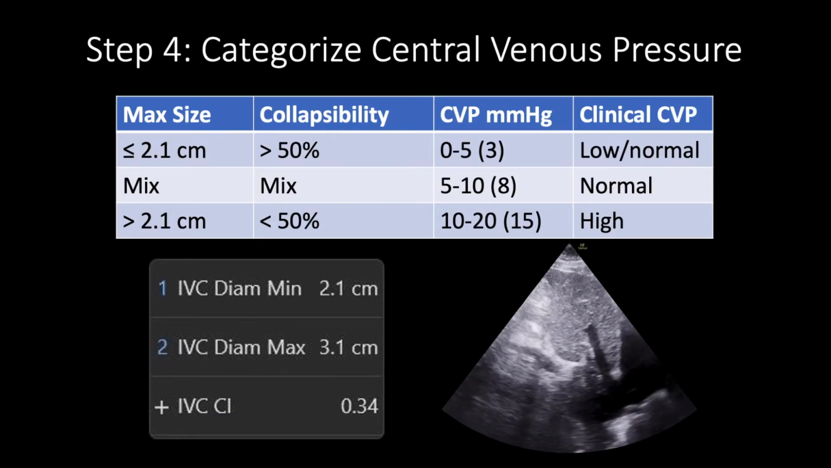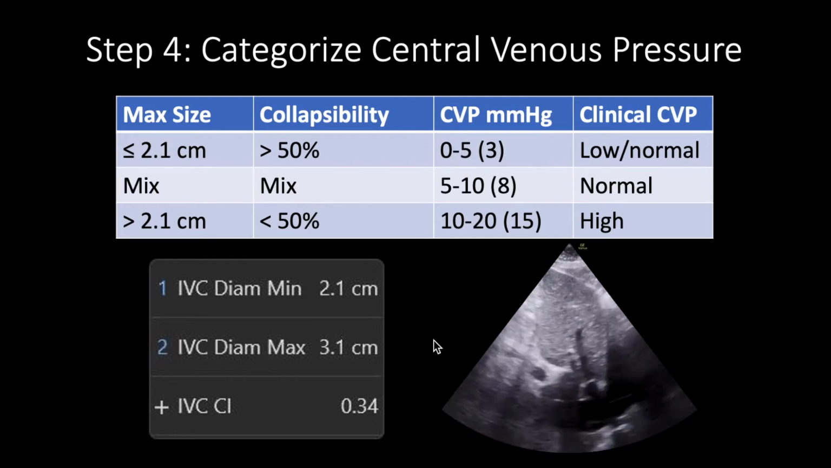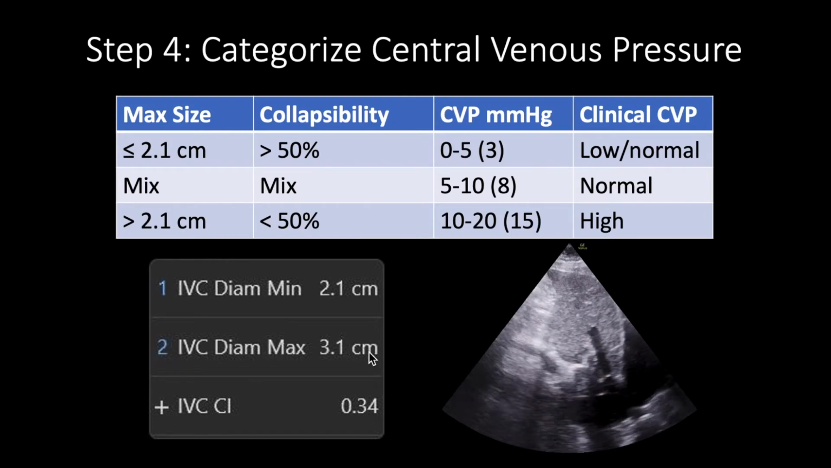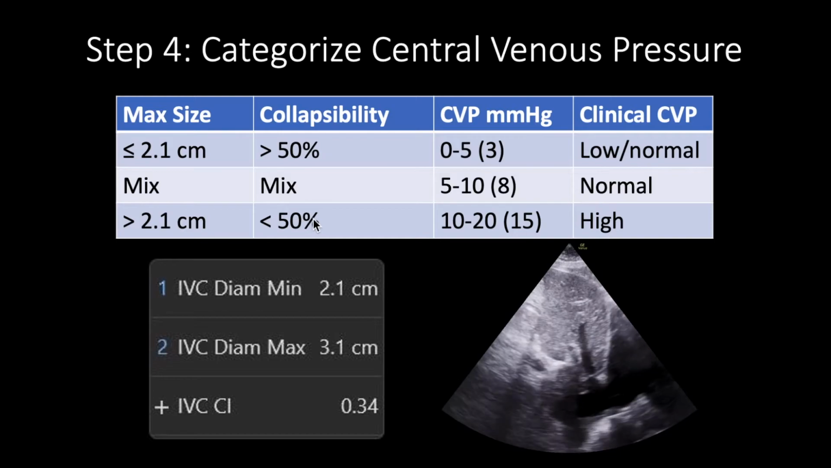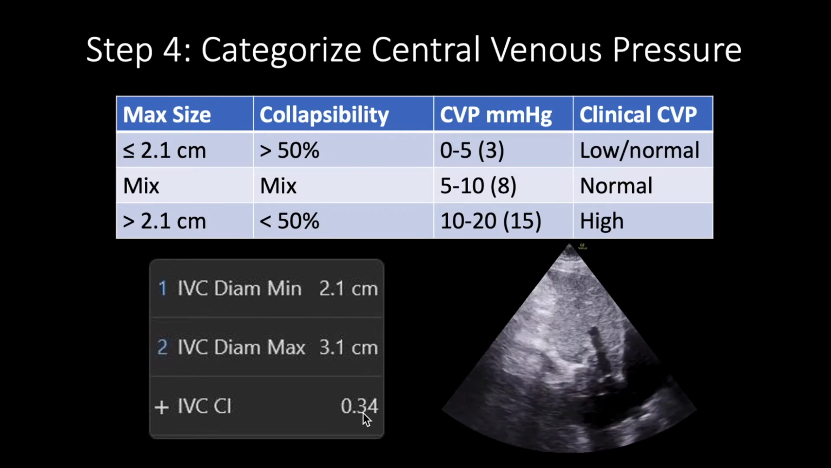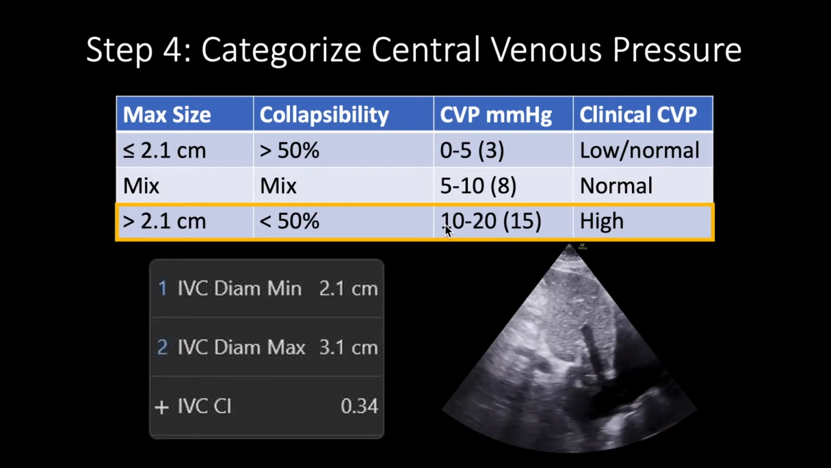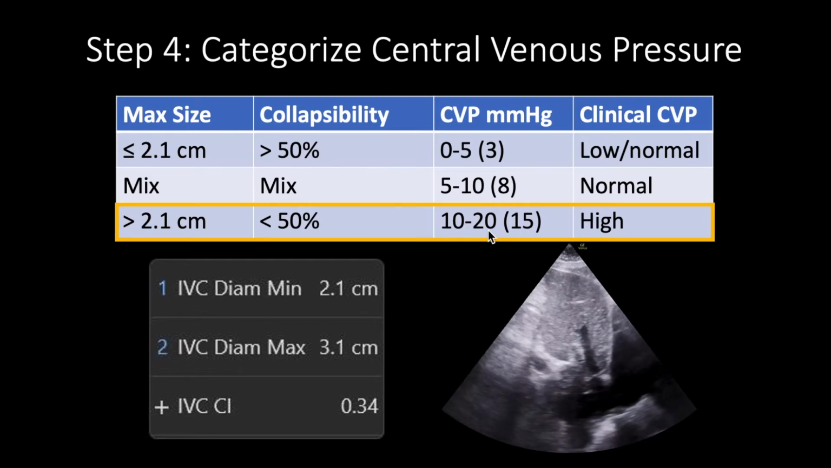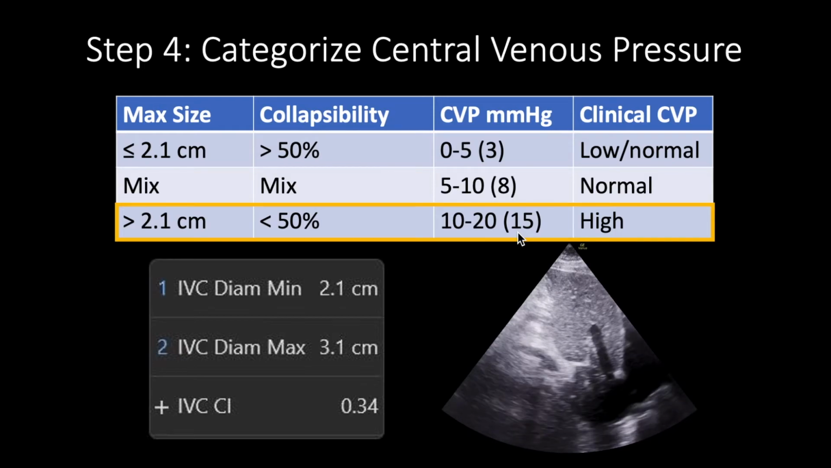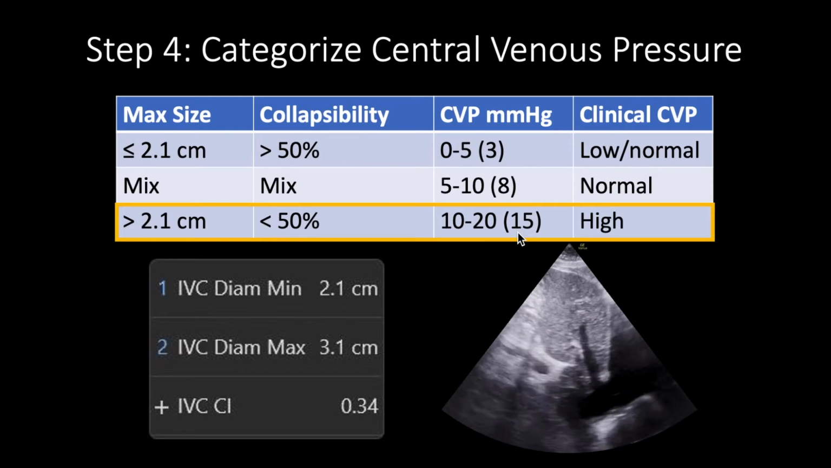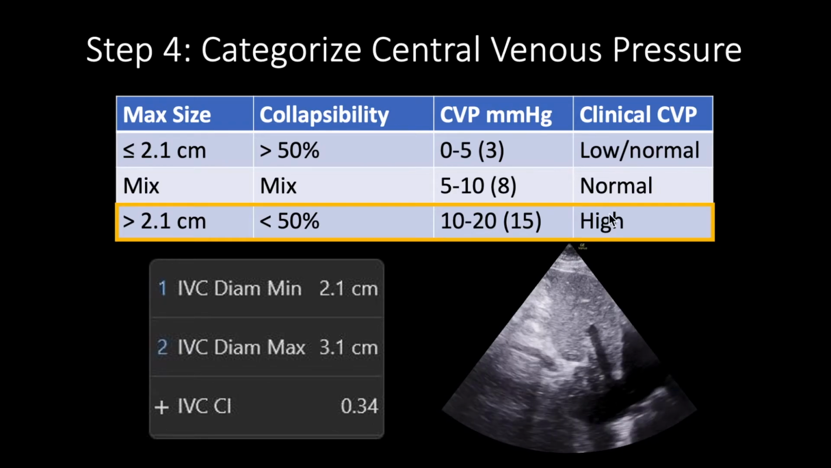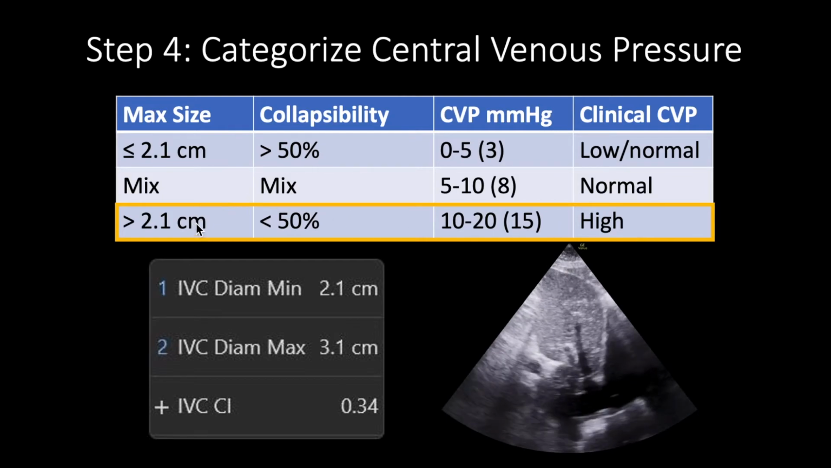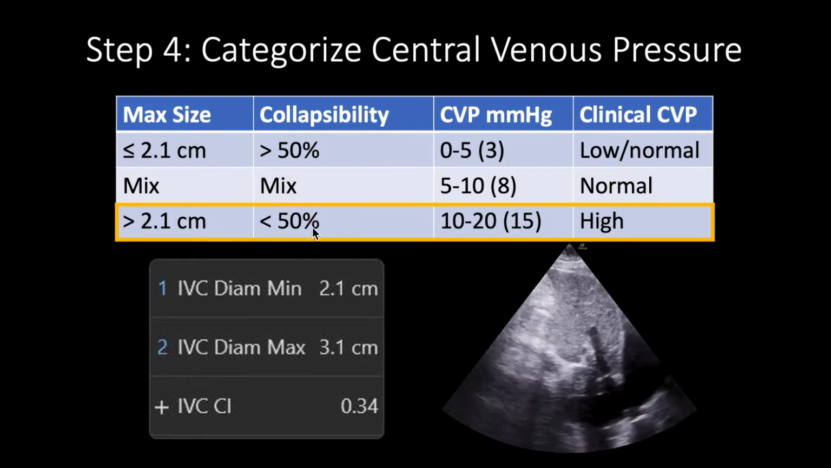Now that we've made these measurements, what do we do with these numbers? Well, in this case, our maximum size is 3.1 centimeters. So that gets us a large IVC, greater than 2.1. And the collapsibility is less than 50%. Here it's 34%. So this patient is estimated to have a central venous pressure of 10 to 20 millimeters of mercury. For cardiology calculations on the echo, they'll often report 15, and that will allow them to calculate things like right ventricular systolic pressure. But for our purposes, this patient has a high central venous pressure. Again, greater than 2.1 centimeters in maximum diameter and less than 50% collapsible is a high central venous pressure.